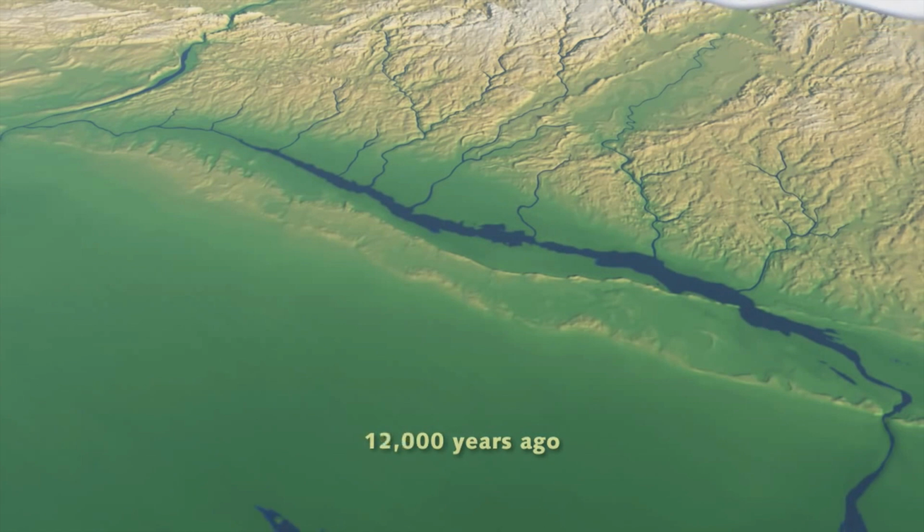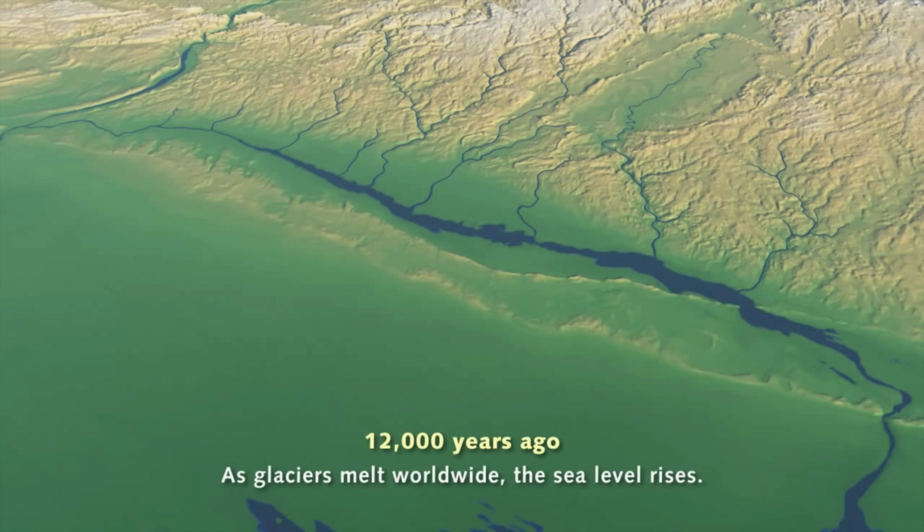Around 12,000 years ago, glaciers all over the world started to melt, causing global sea levels to rise. This signaled the end of the Pleistocene epoch.